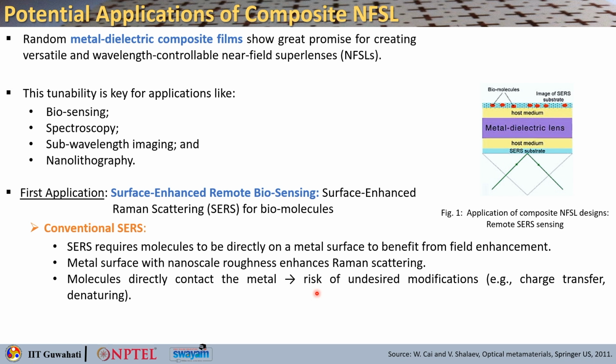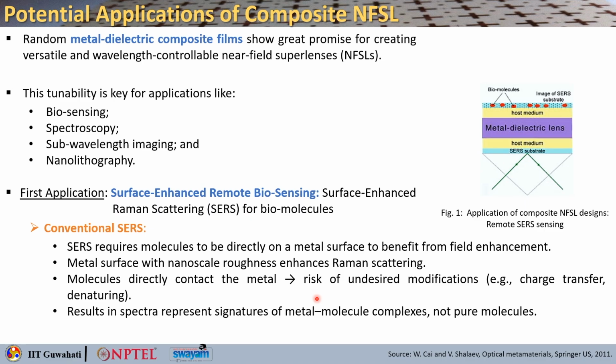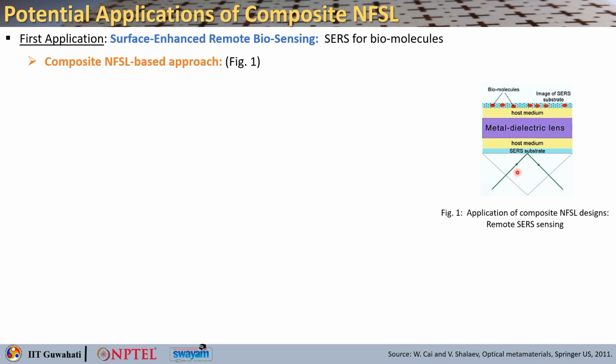So that has got the risk of undesired modifications such as charge transfer or denaturing. Okay. So that basically results in the SERS spectra representing signatures of metal molecule complexes, not only just of the pure molecule. So this is typically the SERS setup. Okay, you don't have this part. So this is where you can use this near field superlens for SERS sensing. We will look into this in more details here.